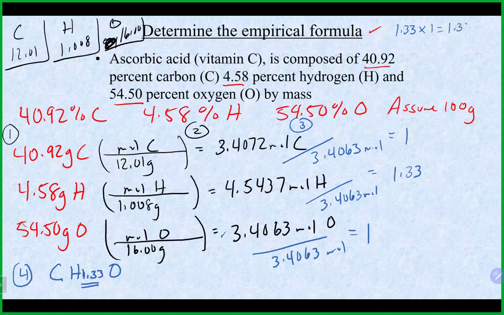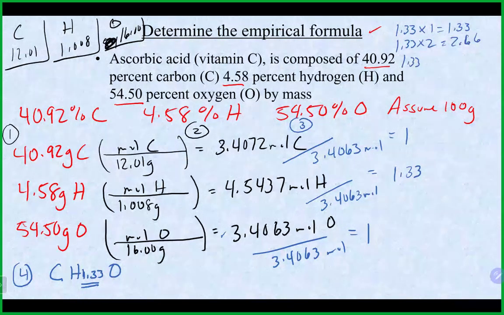That's not going to do it. 1.33 times 2 is 2.66. That's not going to do it. 1.33 times 3 is 3.99. 3.99 is pretty much close to 4. So that is okay in that case. Yes, that's pretty close to 4.